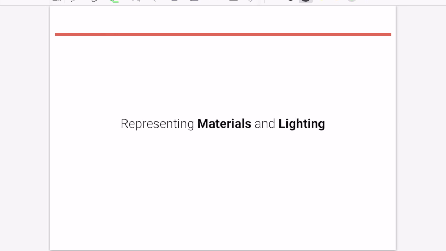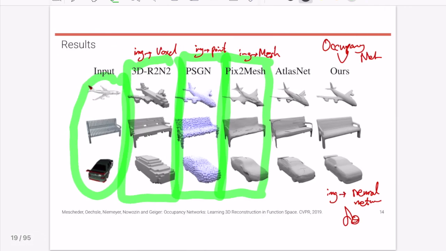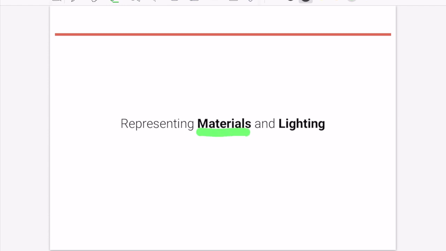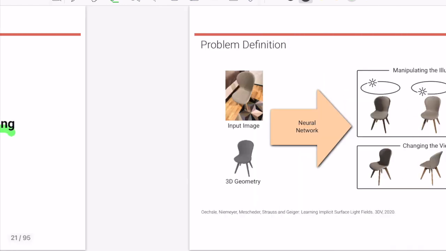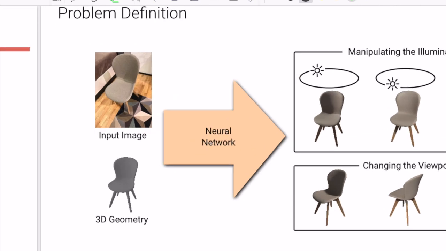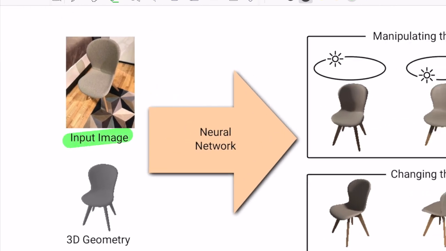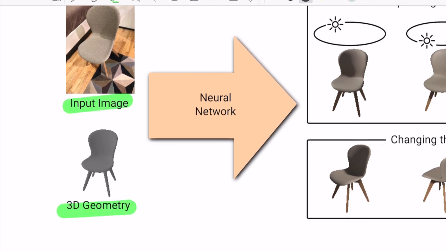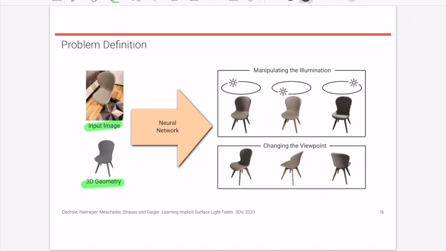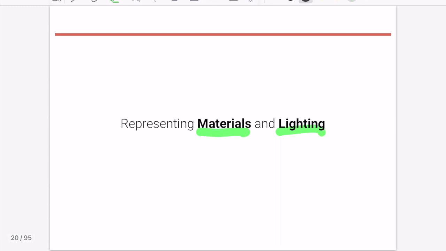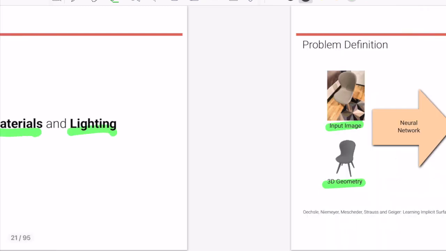Another aspect during reconstructing the 3D world should be not just geometry surface like this, but also material or the lighting information. So for example, given input images, of course these are real images, so taken under different illumination or other lighting condition, and given 3D geometry, like mesh representation or the implicit representation, this represents material and lighting condition.